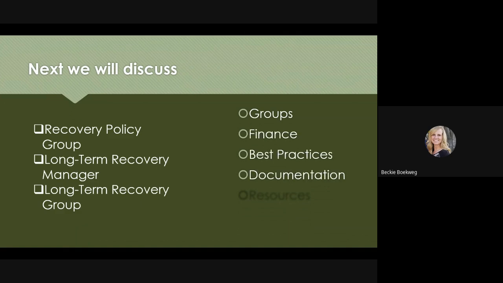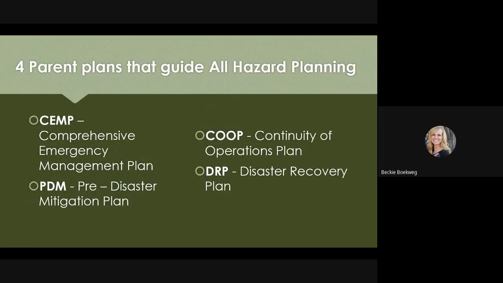And lastly, documentation, and discuss where you can find information on how to read the Tooele County Disaster Recovery Plan and how you can find resources to make a disaster recovery action plan when the time is needed. The county has 4 main plans that all other plans refer to. These plans are the parent plans.